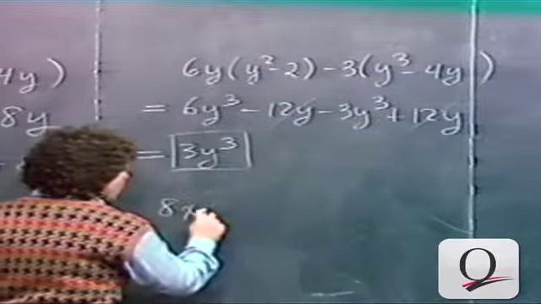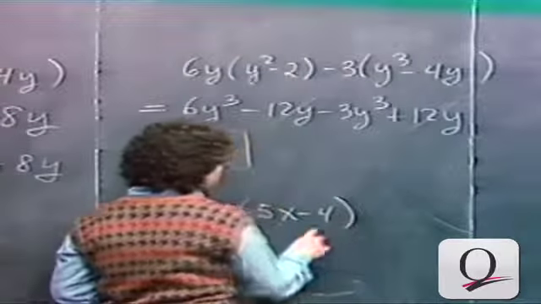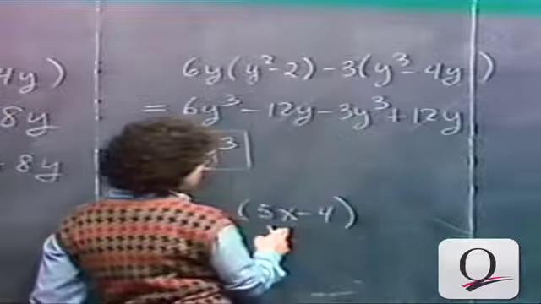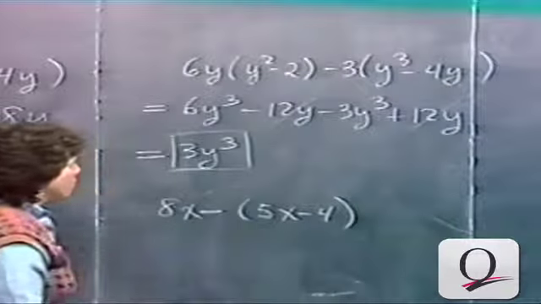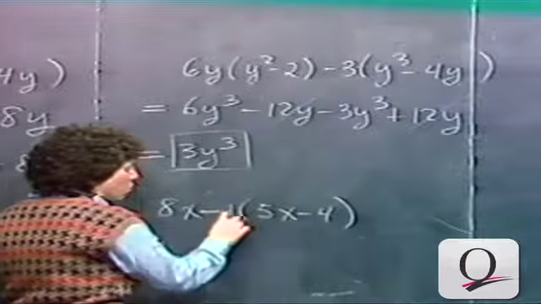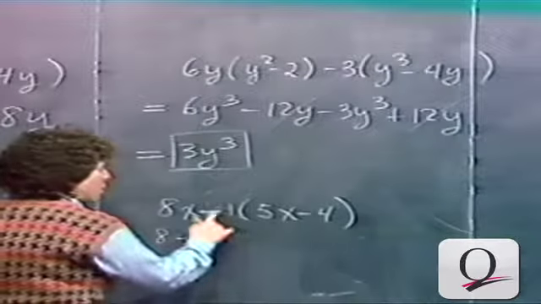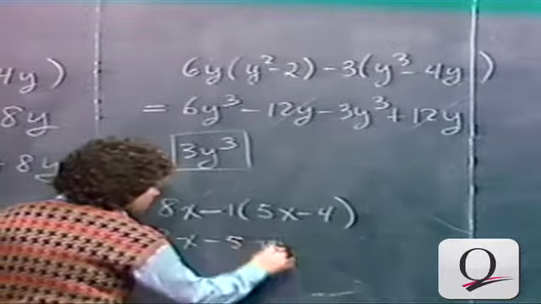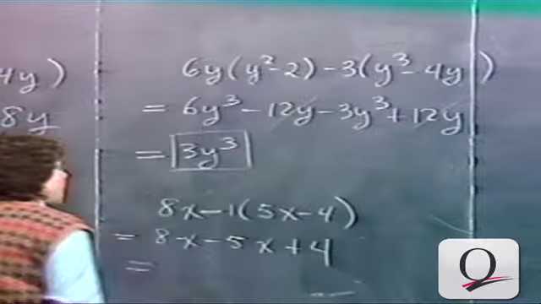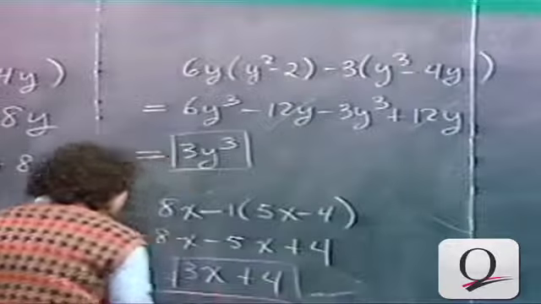Okay. What about 8x minus 5x minus 4? Okay, the only difference between this example and this example is that there does not appear to be a number before the parentheses. When you just see a minus sign like that, think of it as a minus 1 that has to be distributed through the parentheses. So we would have 8x minus 1 times 5x is minus 5x. Minus 1 times minus 4 is plus 4. 8x minus 5x gives us 3x, and then plus 4.